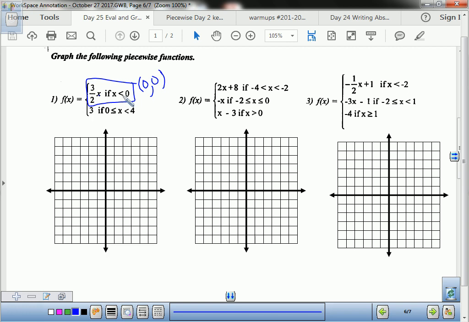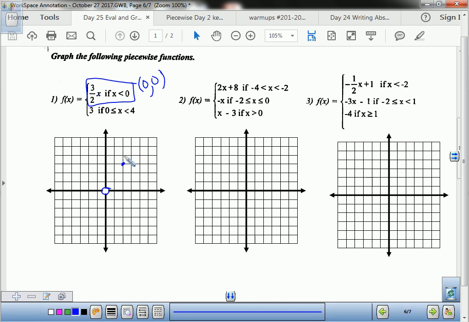But if we look at it, there's no equal to. So when I go to put my first point, it needs to be an open circle. Maybe not that large, but an open circle, because there is no equal to. If there were equal to, we'd fill it in. Now we look at this, it's a line, so we use slope for a line. For this one, it's rise over run, up 3, right 2.